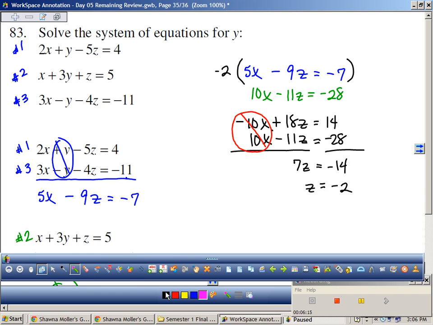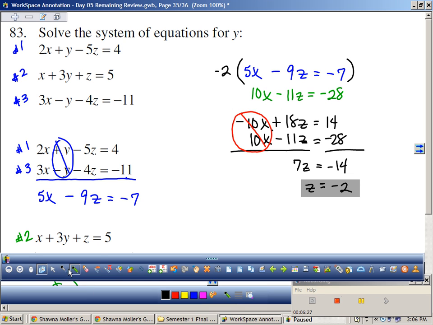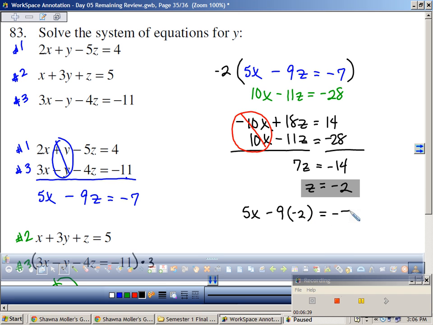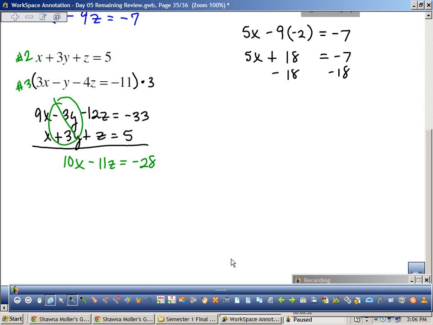What am I going to do with that? Plug it in where? So one of these, right? Which one do you want to use? Top one would be easier, yeah? So 5x minus 9z, which is negative 2, equals negative 7. So 5x plus 18 equals negative 7. Subtract 18, subtract 18, what are we getting?